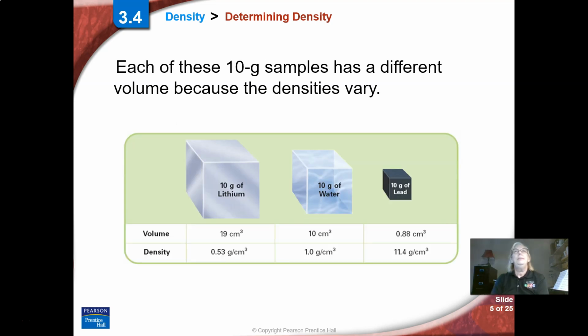For example, all three of these things have 10 grams in them. But they have different densities because they have different volumes. So the mass is the same for all three blocks, but the volume is much different. Lithium is really big. Because it has 10 grams divided by the volume of 19, it gets this density. So this is lighter than water. It would float in water. Remember, water is a density of 1 gram per cubic centimeter. And lead, if I threw lead in water, it sinks because it has a much bigger density than water.